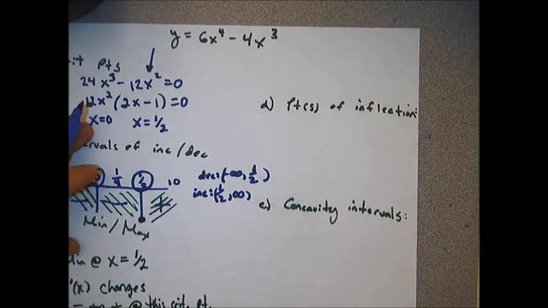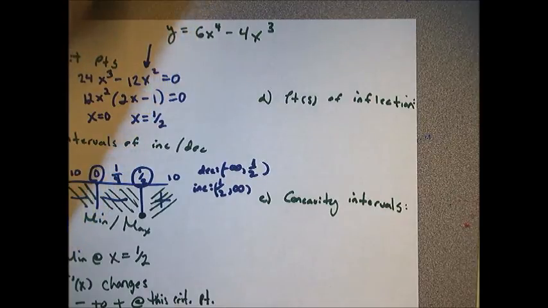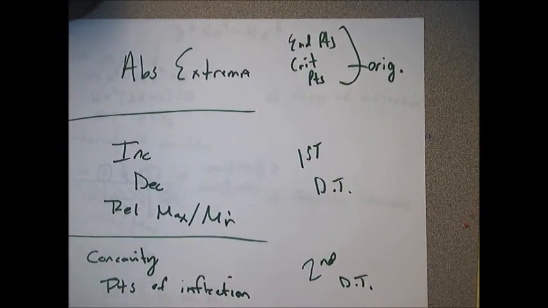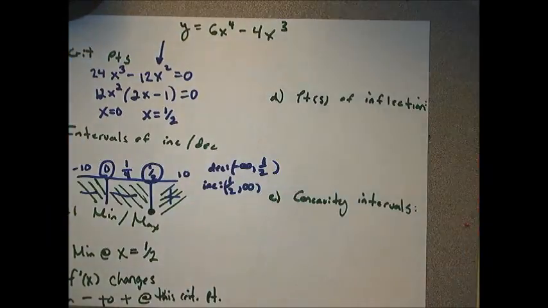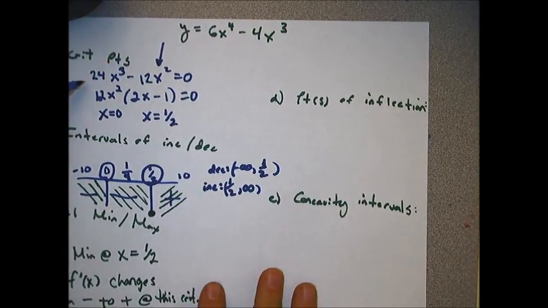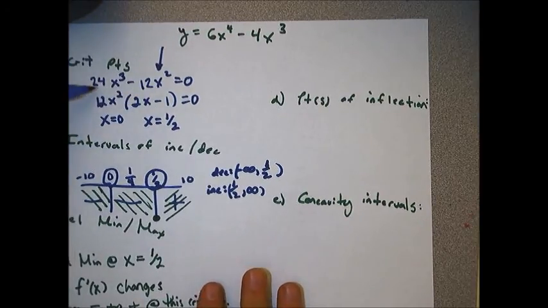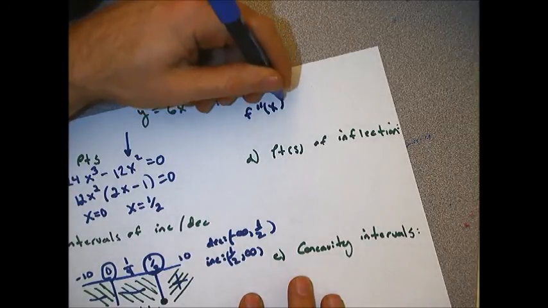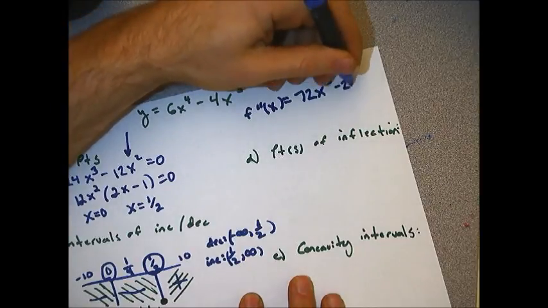Part D asks for a point of inflection, and Part E asks for a concavity interval. So back again to this list, when it asks for concavity or a point or points of inflection, we're heading to the second derivative test. So if I want to do a second derivative test, I should find a second derivative. My first derivative right here was 24x to the third minus 12x squared. So if I derive that, I would have my second derivative. So f double prime of x is equal to 72x squared minus 24x.